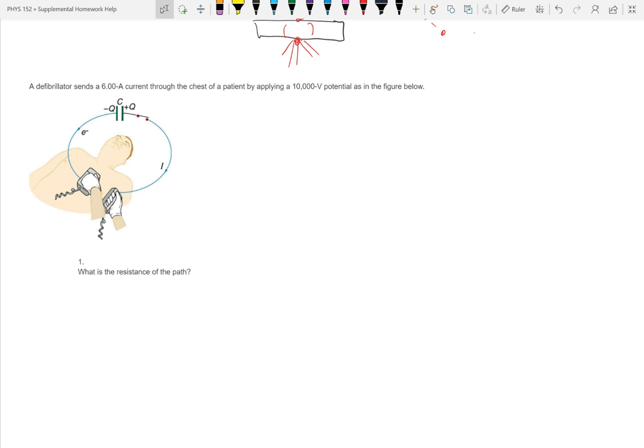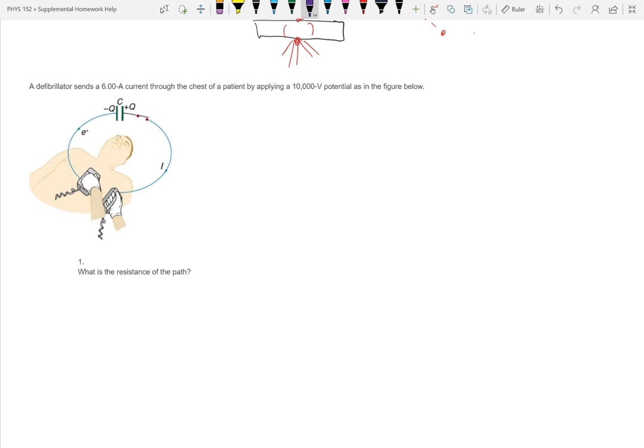Okay, a defibrillator sends a 6 amp current through the chest of a patient by applying 10,000 volt potential as in the figure below. Boom, 10,000 volts, 6 amps. What's the resistance?